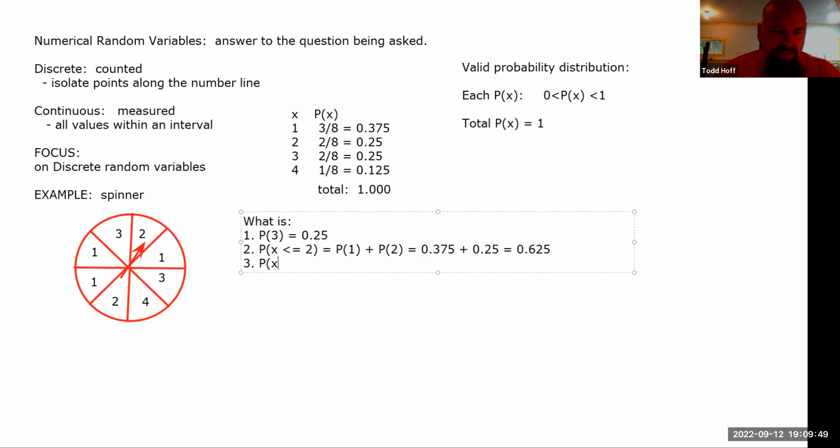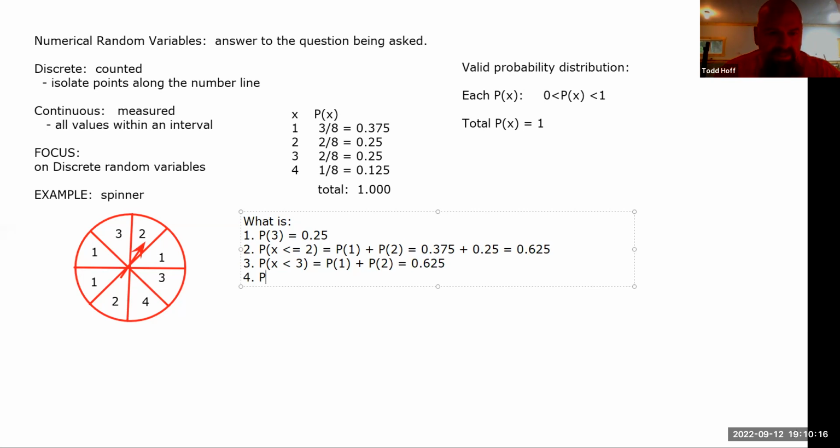We might look at the probability that X is less than 3. Now, at first glance, this looks like it's different than the second example, but it's not. It's actually the same. Being less than 3 would mean that 3 is not included. So this is still just the probability of 1 plus the probability of 2, or the 0.625.